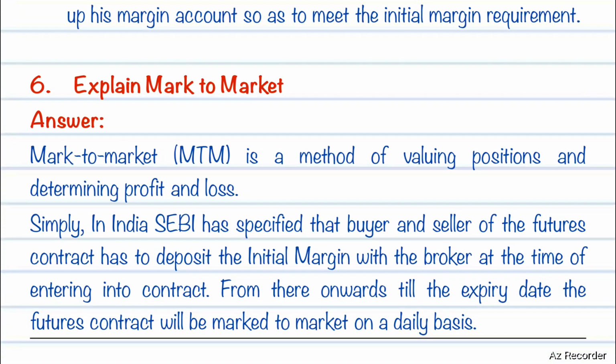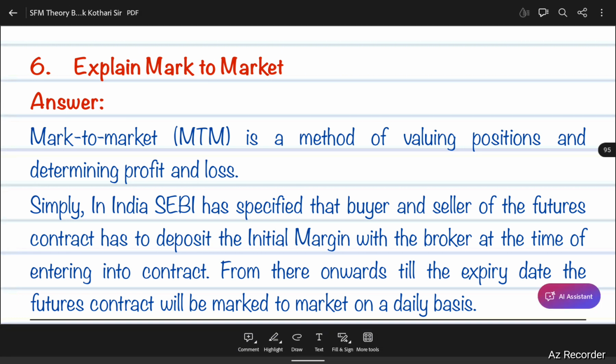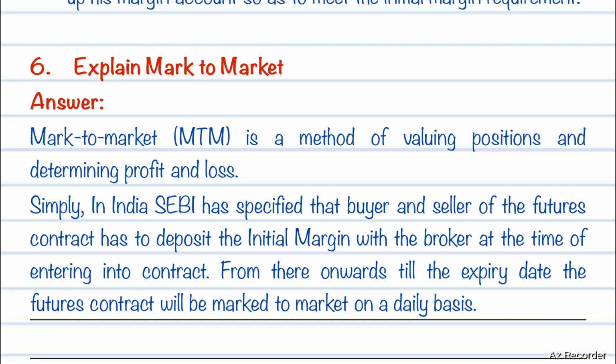Explain mark to market, MTM. Mark to market is a method of valuing positions and determining profit and loss. Simply, in India, SEBI has specified that buyers and sellers of the futures contract have to deposit the initial margin with the broker at the time of entering into the contract. From there onwards till the expiry date, the futures contracts will be marked to market on a daily basis.